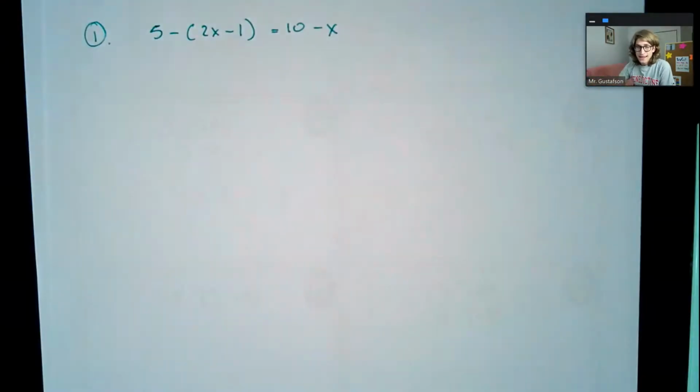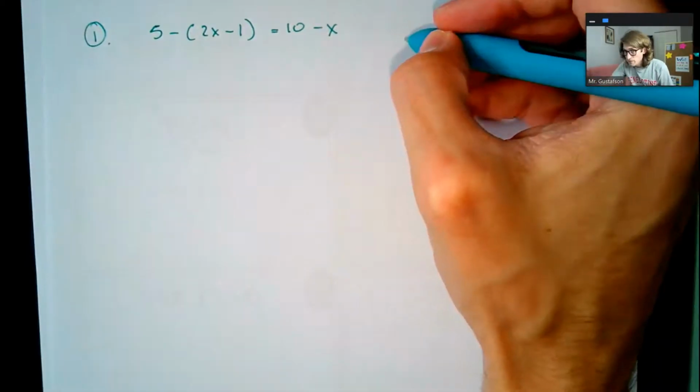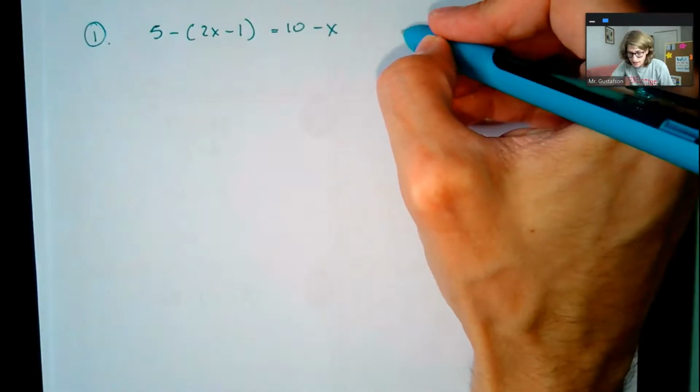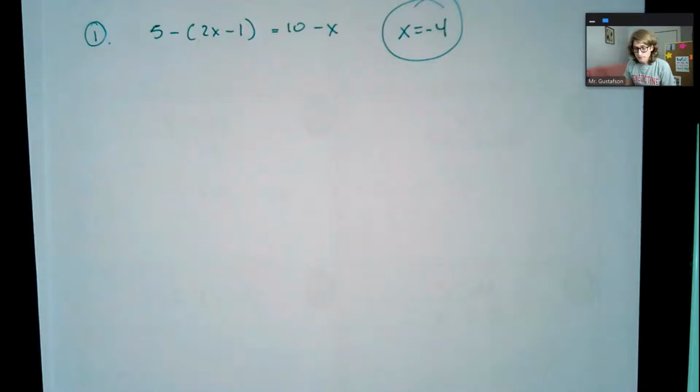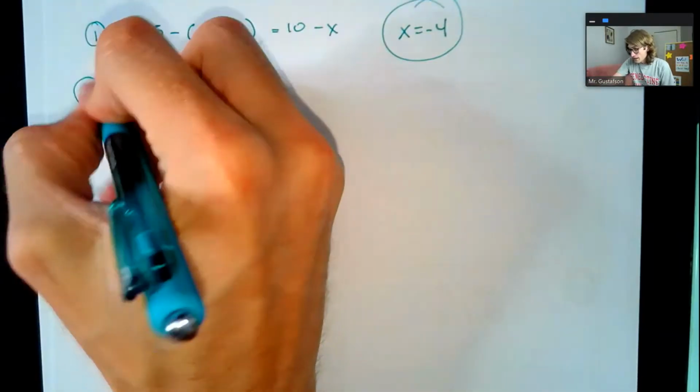I'm going to say you should be able to do this. Try it out. Pause right now. Get your answer. I'm going to write it down in a second. But you do this without me. I'm not even going to write the work. I believe in you. You can do this. Pause if you don't want the answer yet. X equals -4. I'm going to let you do that one.